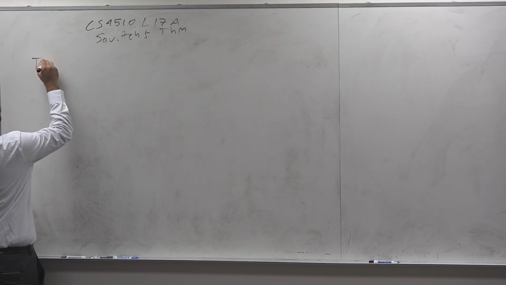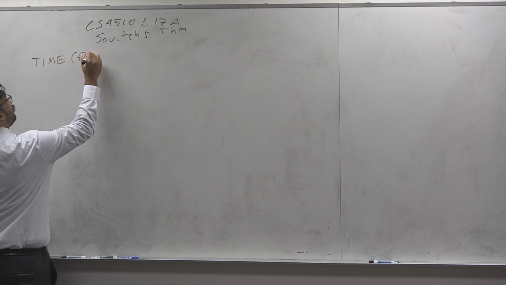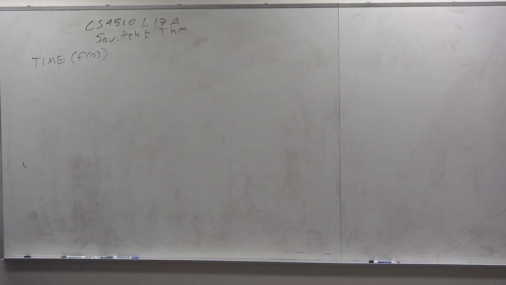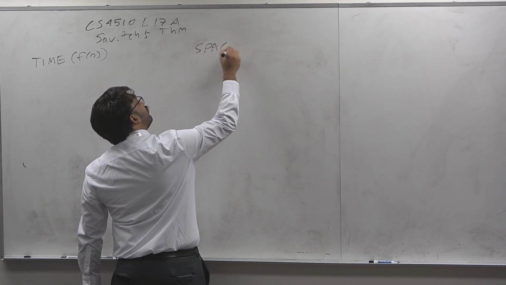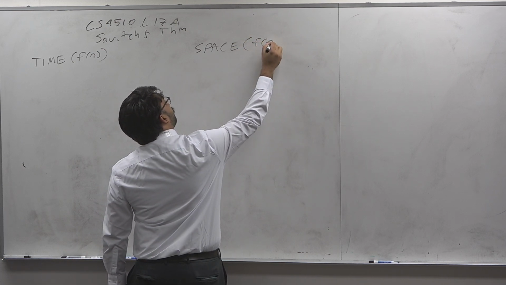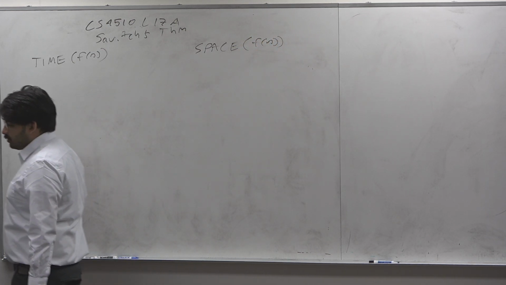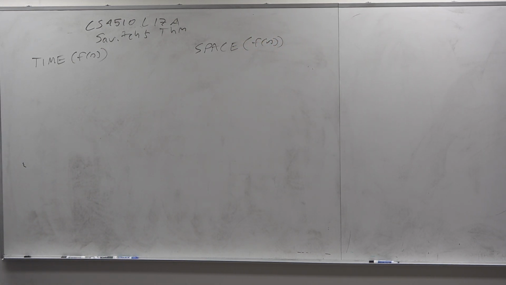Recall that we use this notation to denote a time complexity class, which is the set of languages which can be decided by a Turing machine which halts in time f of n steps. We wish to define a similar class known as space f of n, a class of languages decidable by Turing machines which use no more than f of n space. But what does that really mean?